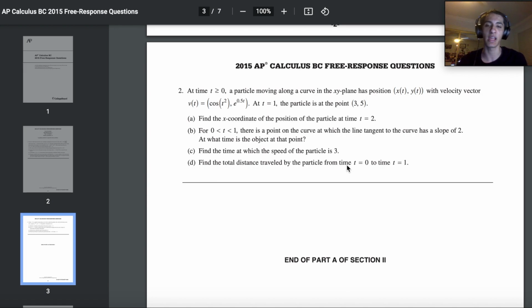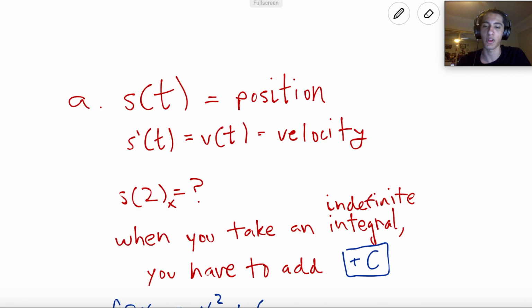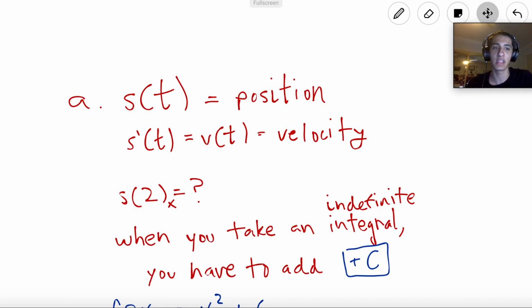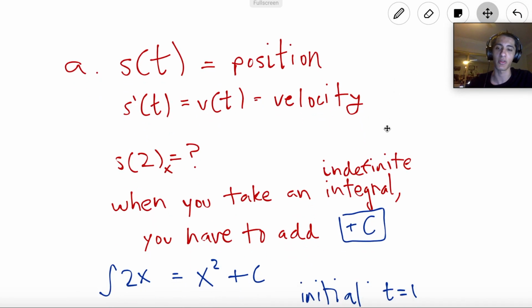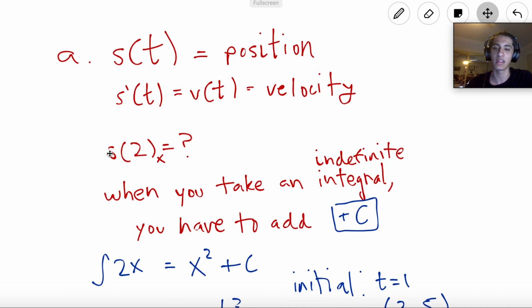First question, part A, asks us to find the x-coordinate of the position of the particle at t equals 2. So again, just a refresher, we can see that we have position and velocity, and we're trying to find the x position of the particle at t equals 2, so s of 2.